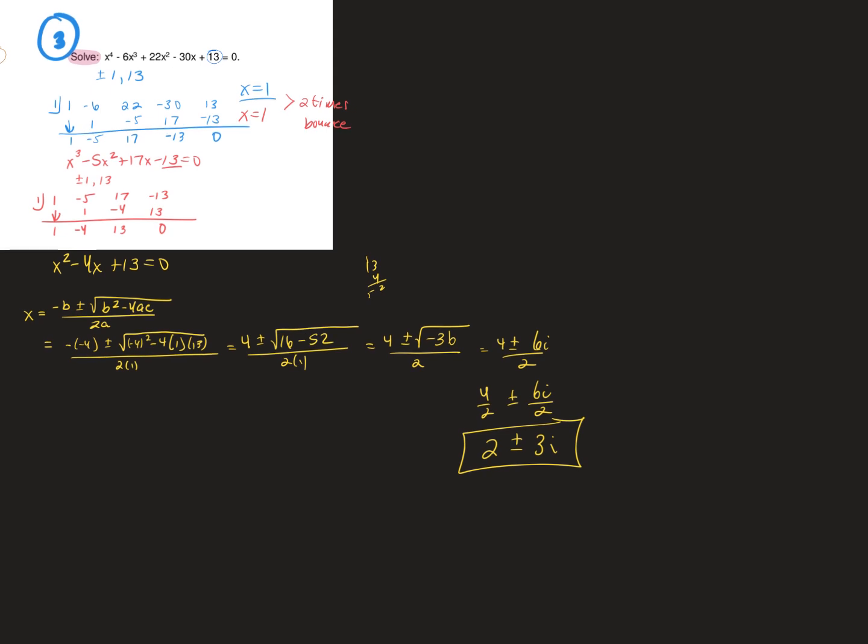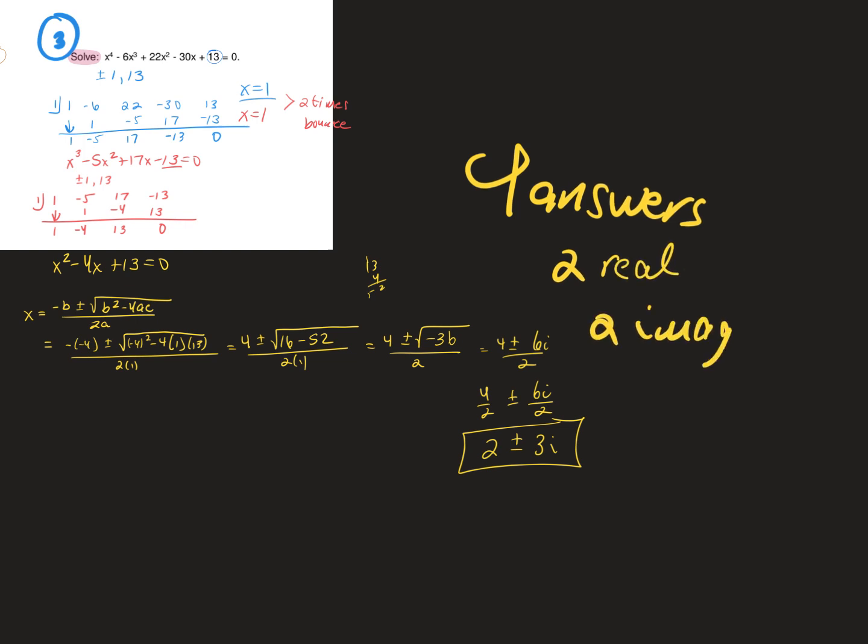How many zeros in total do you have? You have 4 answers, right? How many of them are real? You have 2 reals and you have 2 what? 2 imaginaries. How many times is this going to cross the x-axis? 2 times, right here at the real ones. It's not going to touch at the imaginaries. You might come out where you have 4 imaginaries. That just means it doesn't touch the x-axis at all.